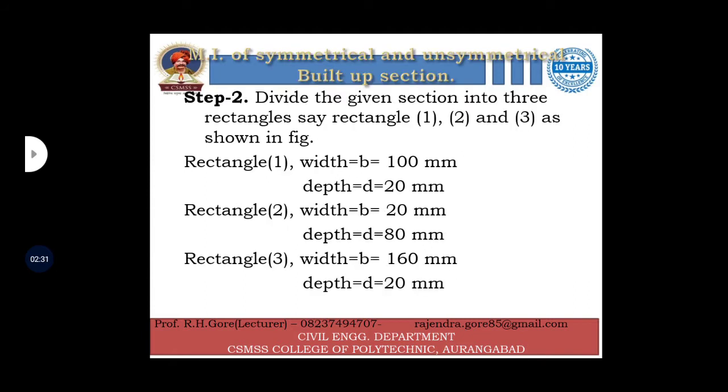So same way, step 2 is divide the sections into 3 rectangles. In figure we can see rectangle 1, 2 and 3. Rectangle 1 is width of flange 100 mm, depth 20 mm. Rectangle 2 is web, that is width is 20 and depth is 80, and rectangle 3 is bottom flange, width is 160 and depth is 20 mm.